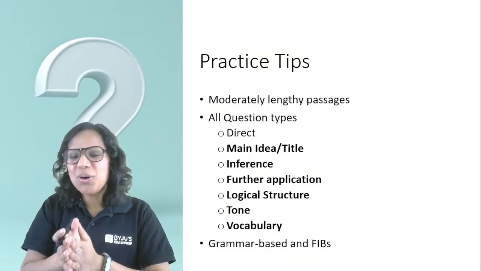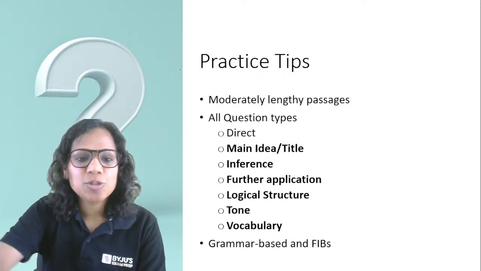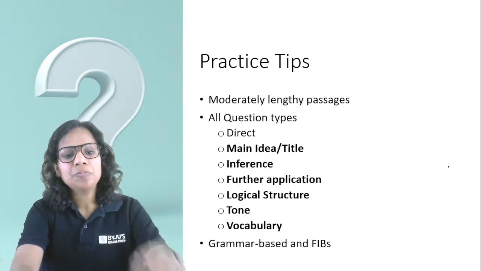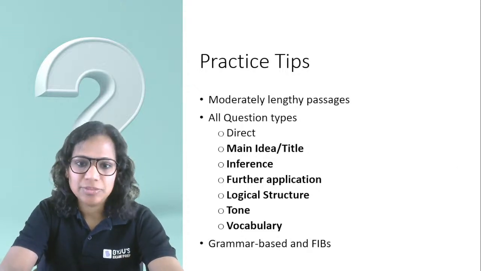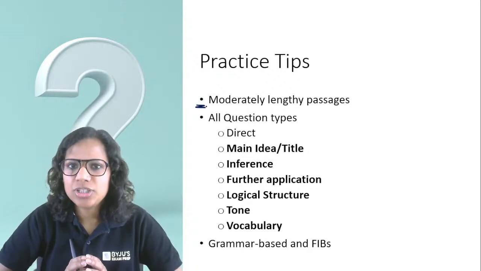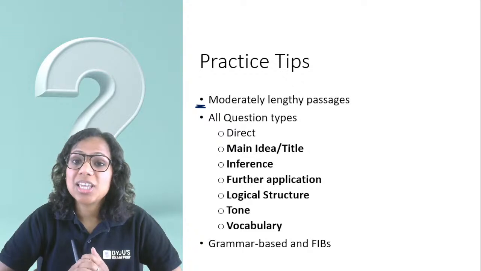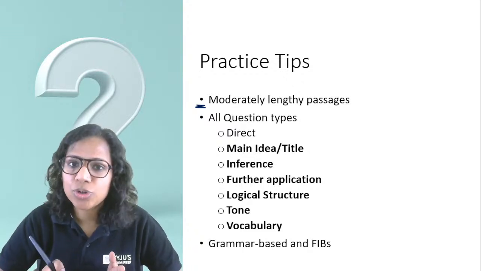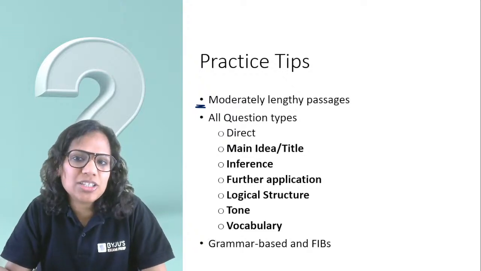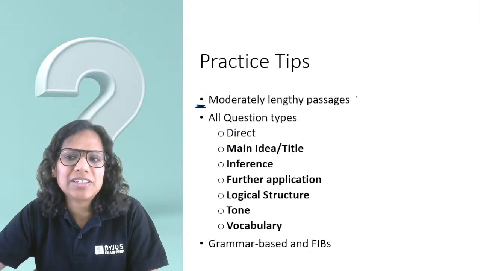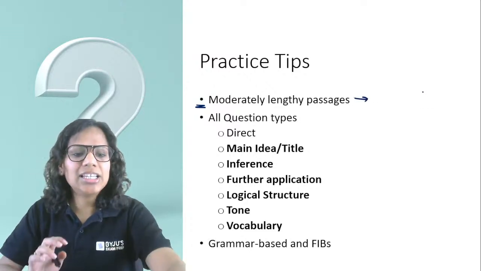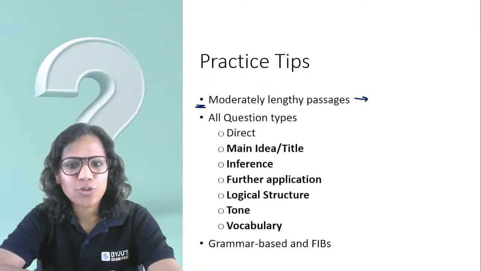Right. So, some practice tips before we begin. First of all, what have my observations regarding your RC passages been? The observations have been that you get moderately lengthy passages. Sometimes they can be pretty short, sometimes they can be long, but I haven't seen very long MH CET passages. So at the most, you get moderately lengthy passages, somewhere around 650 words, right? So that's the length of the passages that you need to prepare for.